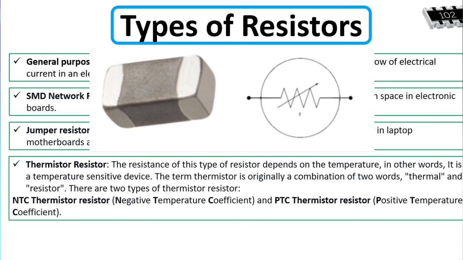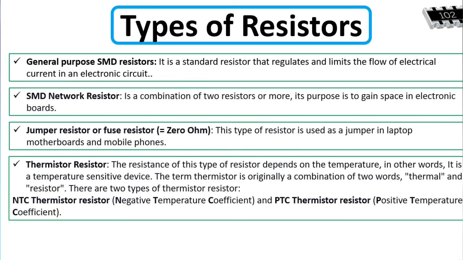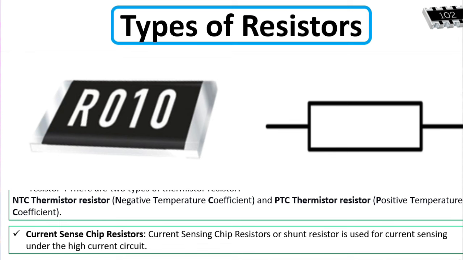The term thermistor is originally a combination of two words, thermal and resistor. There are two types of thermistor resistor: NTC thermistor resistor or negative temperature coefficient, and PTC thermistor resistor or positive temperature coefficient. Then current sense chip resistor. Current sensing chip resistors or shunt resistor is used for current sensing under the high current circuit.